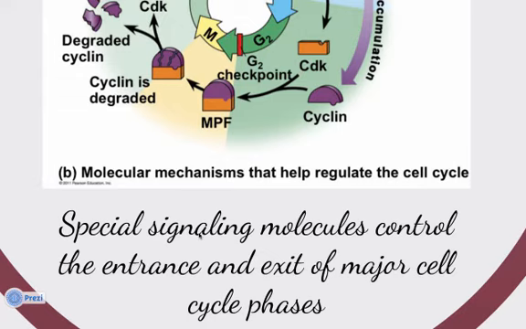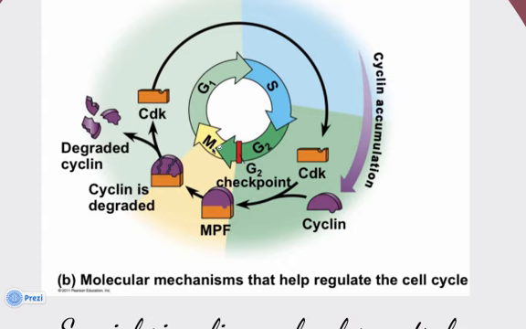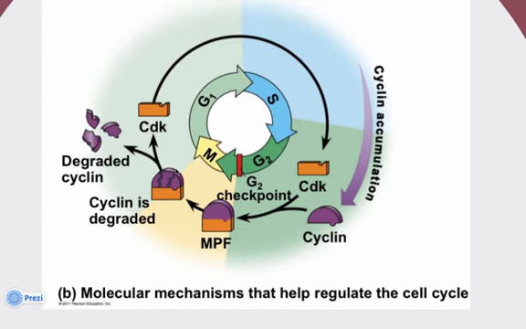This is an example that special signaling molecules control the entrance and exit of major cell phases. See what happens here at the end of mitosis. The cyclin is degraded. Okay? We still have CDK hanging around, but we break down, we inactivate the cyclin. And as it breaks down, MPF is no longer present. This complex has been torn down. And this is the clue that we are now ready to exit mitosis and go into the G1 phase, so we can start the cell cycle all over again.